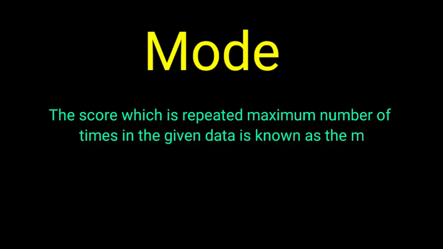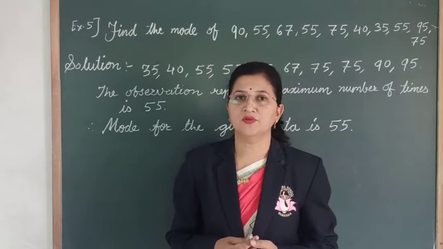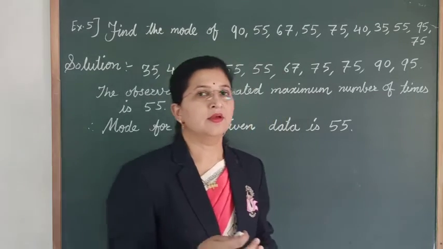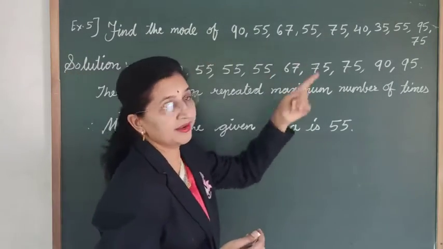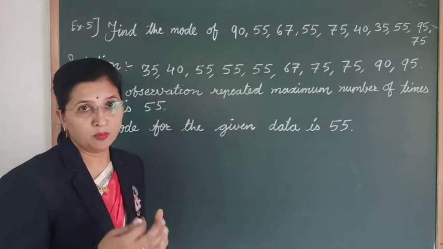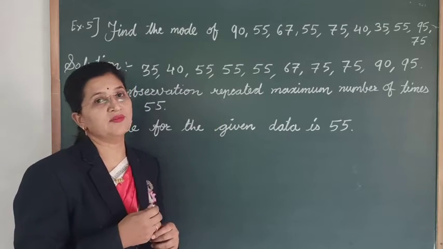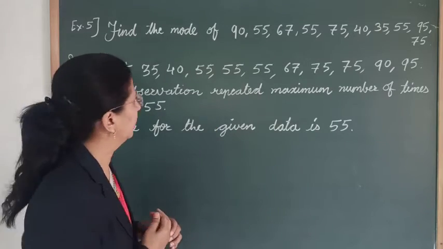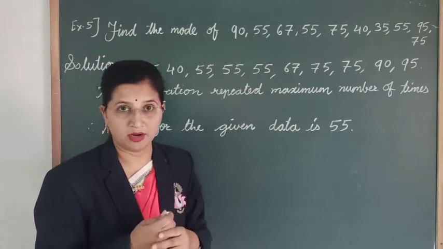Now let's learn mode. The score which is repeated the maximum number of times in the given data is known as the mode of the data. Now let's see how to find the mode for the given observations. For that we have the question: find the mode of the following. Here we are given some numbers and we have to find the mode. To get the mode for the given observations, first of all we have to arrange them in ascending order. You can see here I have arranged all these numbers in the ascending order.